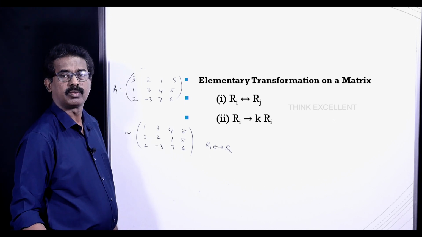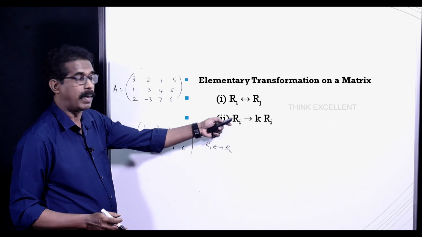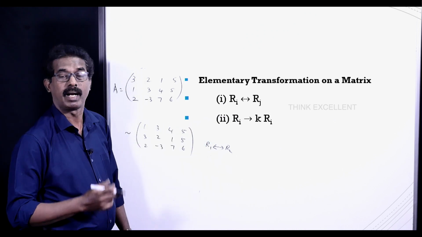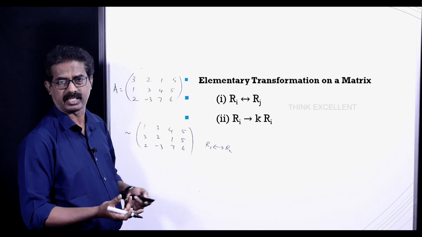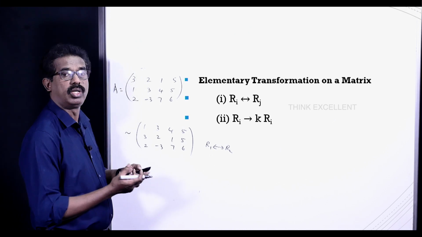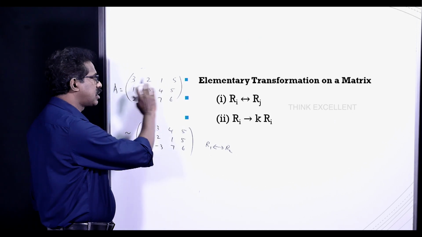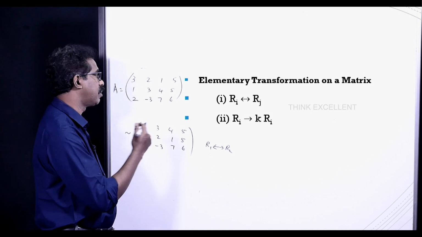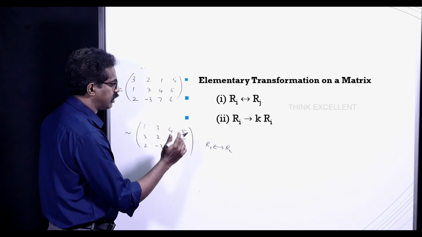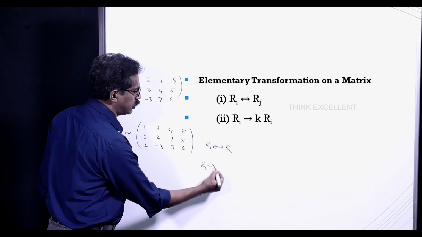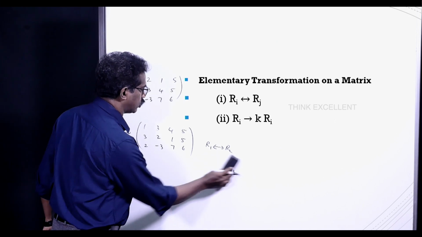Now we see the second transformation. One row can be multiplied by some number. Multiply means you can divide also, because division is also multiplication, right? You are multiplying by a fraction. Suppose you want, you can divide by 3. If something is common, you can divide or multiply. Suppose I am multiplying the second row by 7, then it is 7 into R2. Like that you write the symbol. So that is the second transformation.